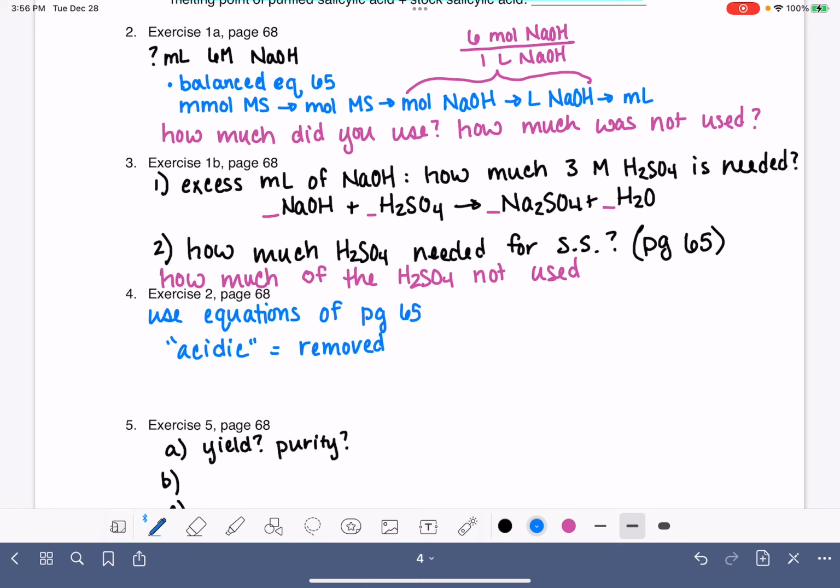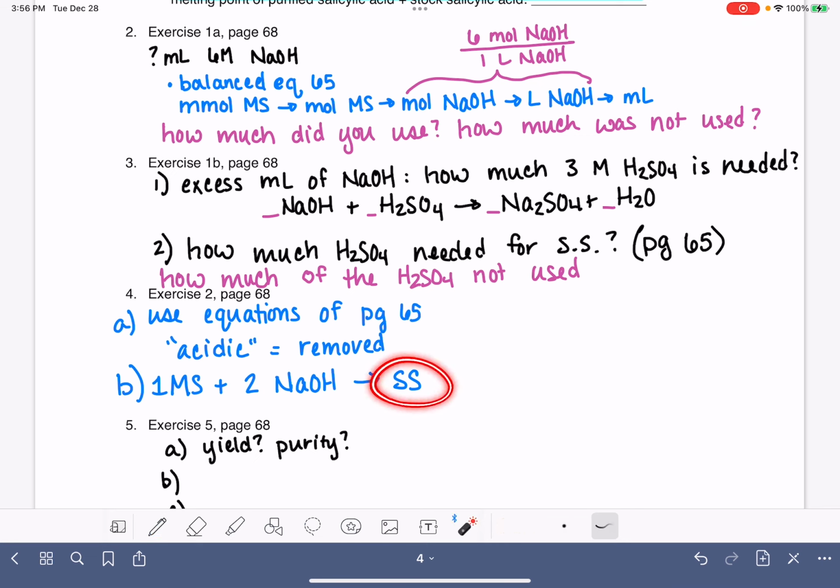And then it asks you for part B, so this is part A. For part B, it asks you to draw the structure of the white solid that forms immediately after NaOH and methyl salicylate are combined. So in this methyl salicylate plus NaOH, we have 1 mole of methyl salicylate reacting with 2 moles of NaOH to give us our sodium salicylate product. But what it wants you to do is to not draw the structure of sodium salicylate, but to draw the structure of something that is formed prior to the formation of sodium salicylate.